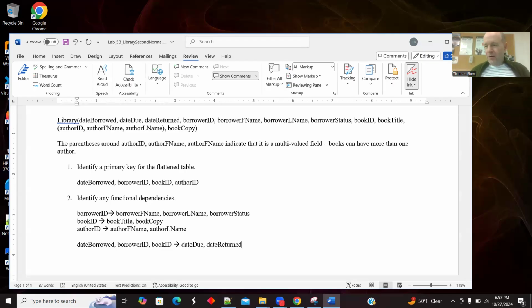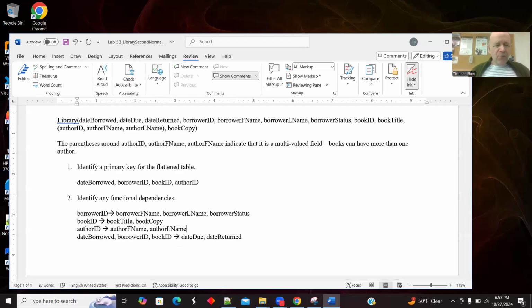Certainly, I'll know what book it was. The book ID again includes the copy information we're saying, the borrower ID, the date borrowed, all that should be able to tell us for that borrowing when it was due, when it was returned.